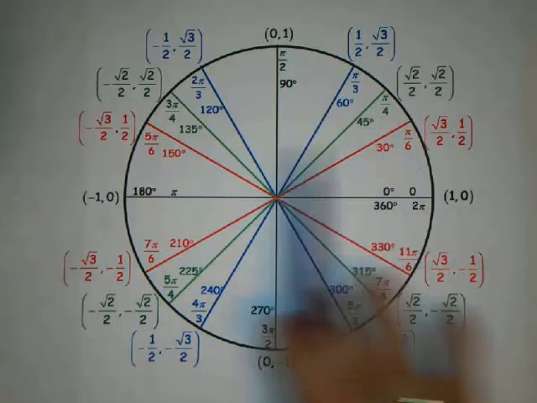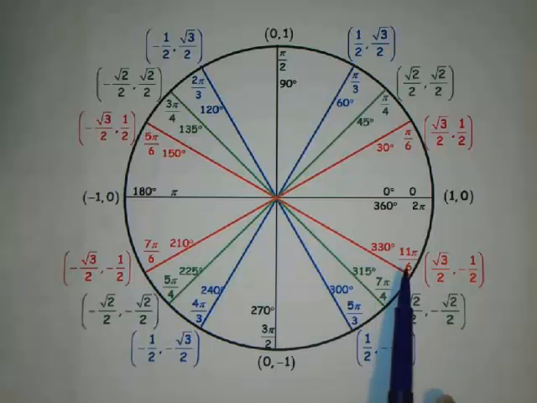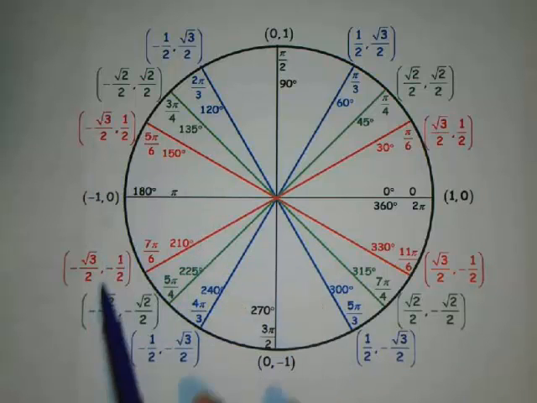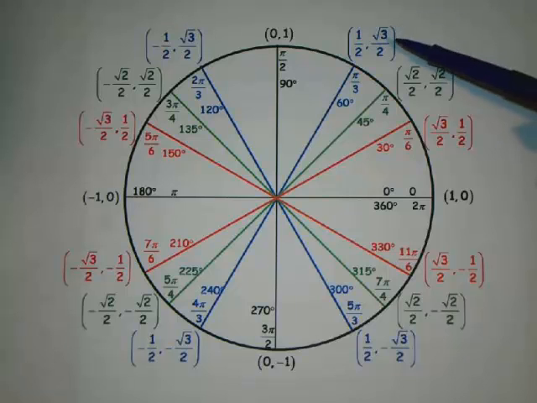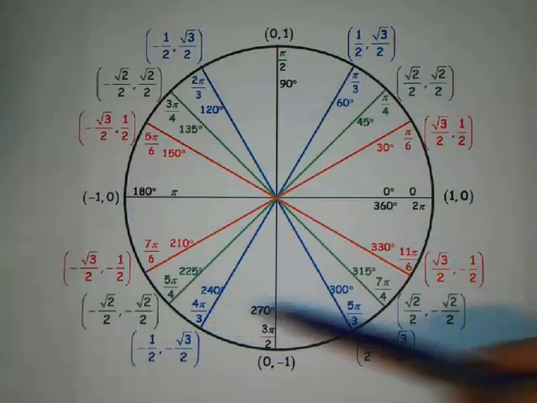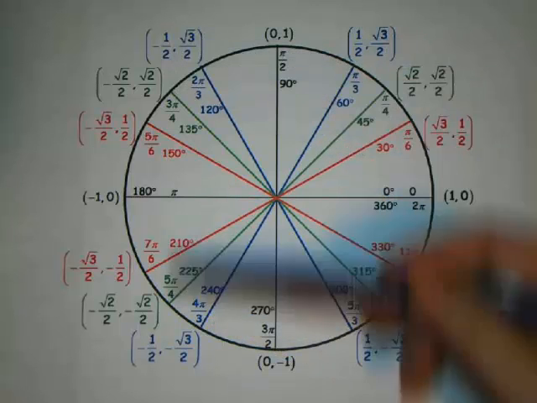Notice that the red lines, for example, each have denominators of 6. That's going to come into play later. Also notice that the coordinates of all the red lines are the same. The only difference is the positive and negative. Same holds true with the green lines. All the ones on the green lines have denominators of 4, and they are all the same coordinates, just with different positives and negatives. Pi over 3, the blue lines, same thing. They're all denominators of 3. They all have the same coordinates in the same order.